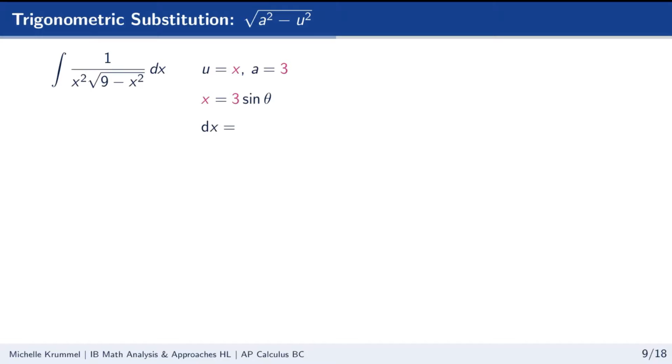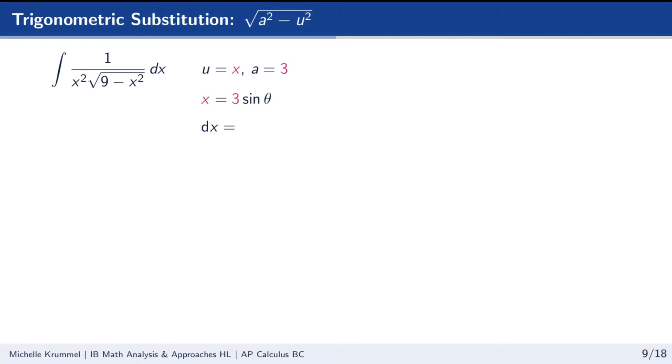So I'm going to make a trig substitution, noticing again that this is in the form of the square root of a squared minus u squared. So immediately I think to use a sine substitution. U is x, a is 3, so my substitution becomes x equals 3 sine theta. That's going to allow me to substitute in here, and to make a substitution for dx, I need an equation that relates dx and d theta, because I'm turning this into an integral in terms of theta.